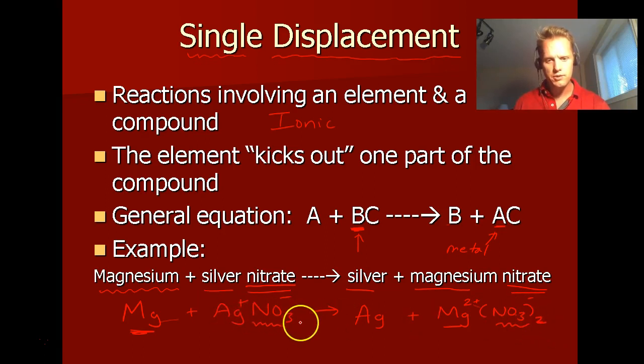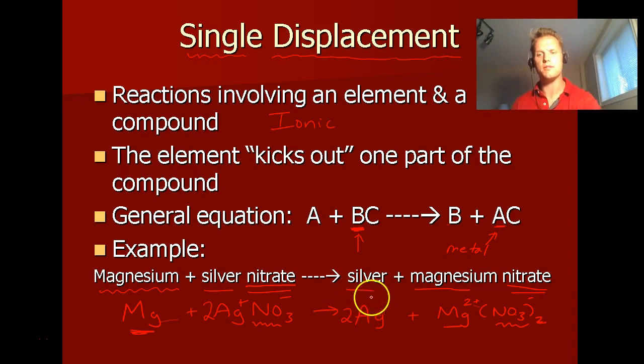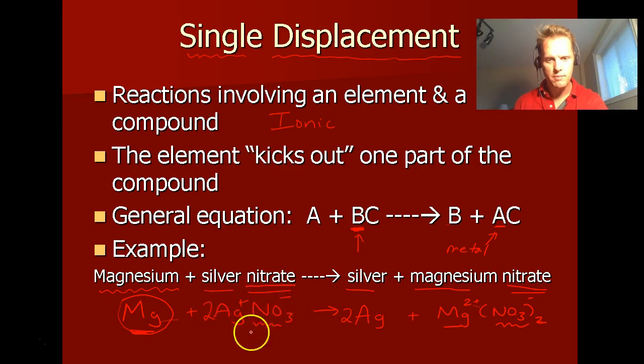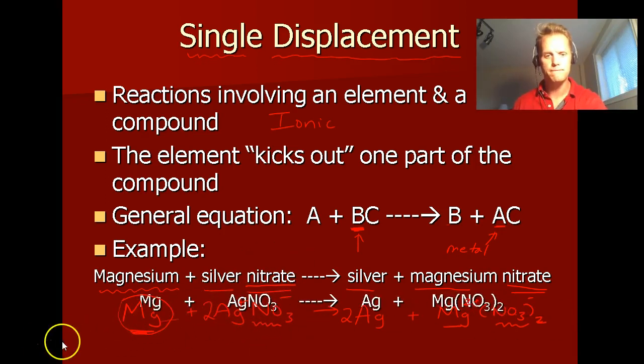So we can't put a little 2 down here. We have to change the coefficient, and now we have 2 silvers. And if I look at it now, it's balanced, and that's a single displacement. So it is an element and a compound. This is an element, 1 capital letter. This is a compound, 2 or more capital letters, and that's why it's a single displacement reaction.